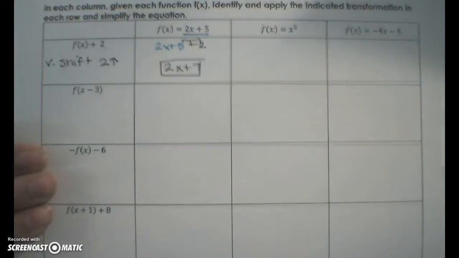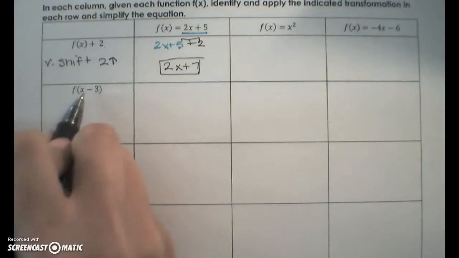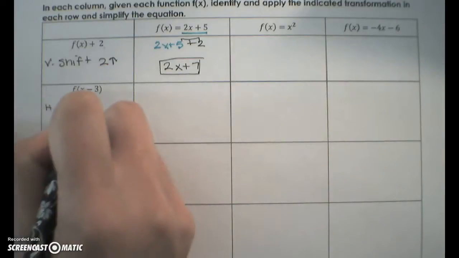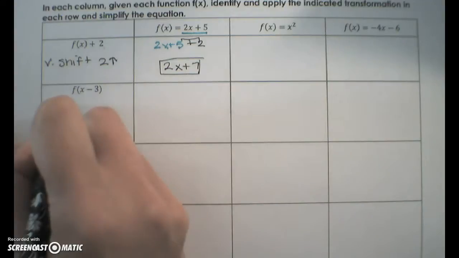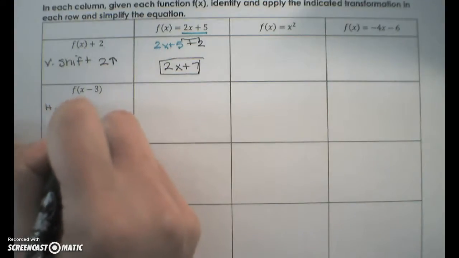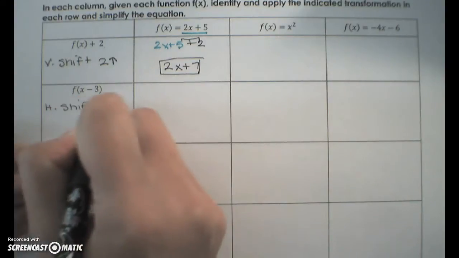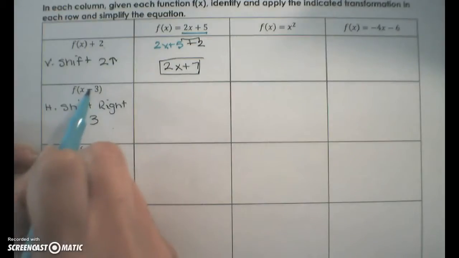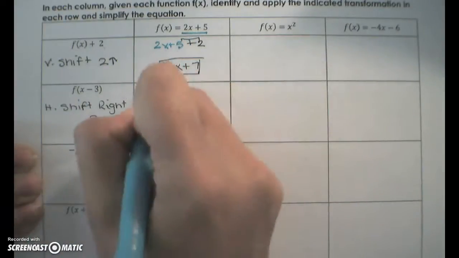Now for the next one, this is going to be inside. So it's horizontal and it is opposite thinking. So instead of a -3 being left, it's really horizontal shift right 3. So again, we're going to put our blue. This one we're going to be plugging it in up here. So let's put our 2.